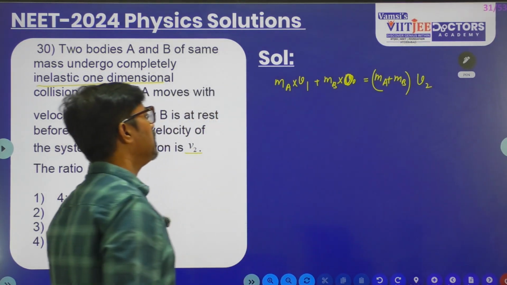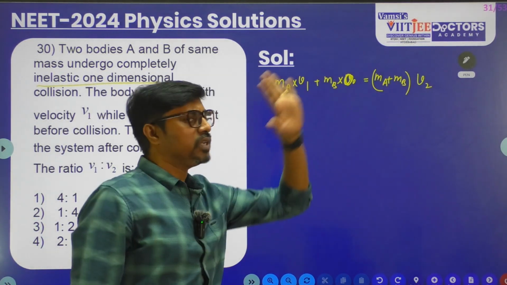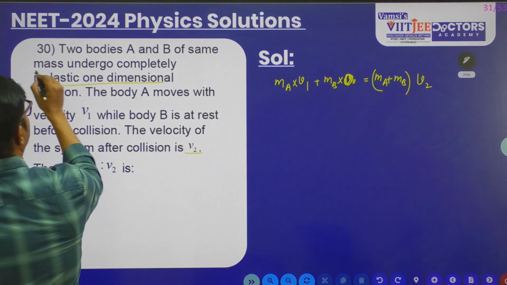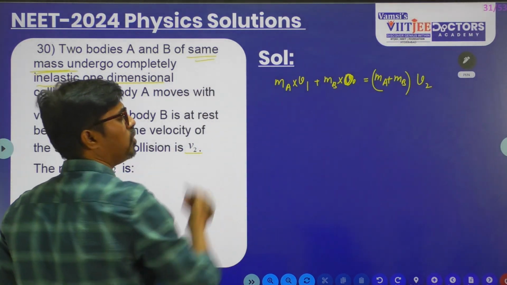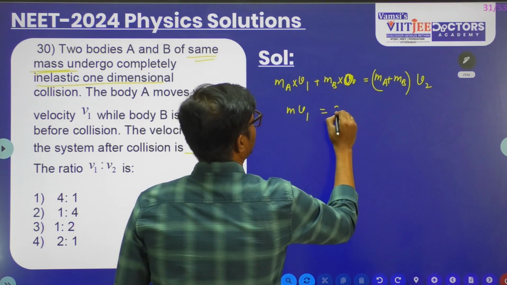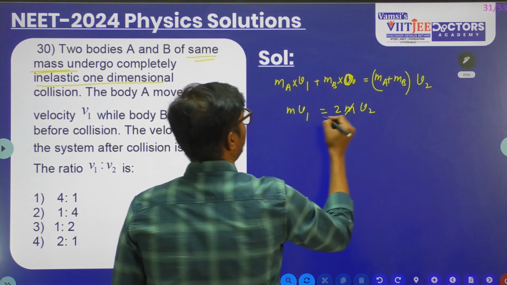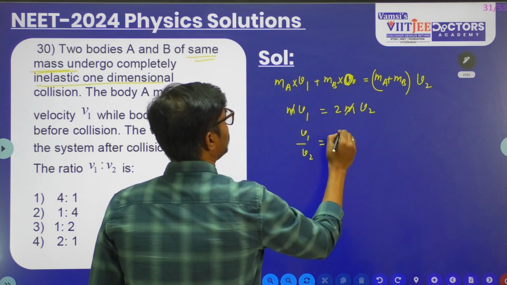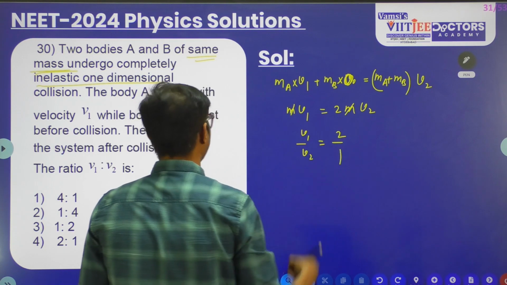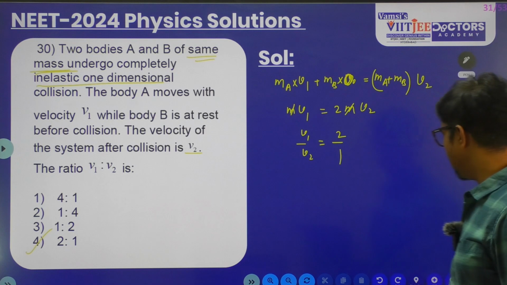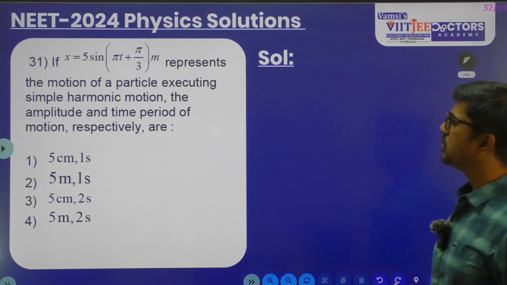They're said to be going with the velocity v2. That is the equation you have. A was moving, B is at rest. Together they go afterwards with speed v2. Now they said equal masses, right? Same masses. Ma equal to mb if I keep, right? So m into v1 equals 2m into v2. M will cancel out. You would require v1 by v2. That is going to be 2 by 1. So 2 by 1 meaning 2:1 is the answer. All right.